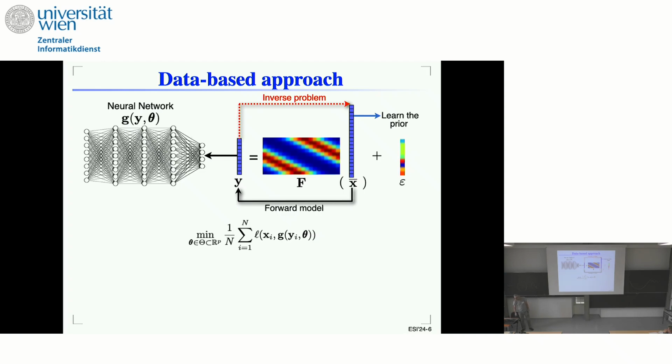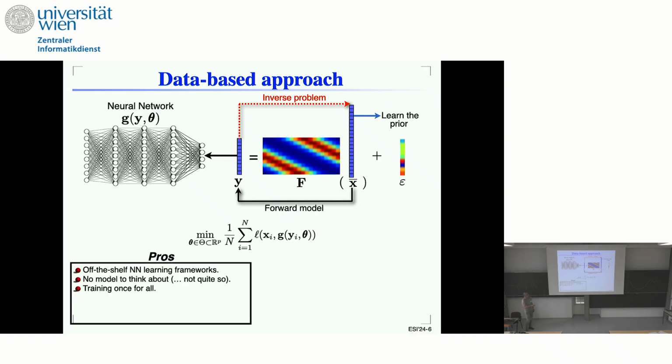So if you minimize this, what people in machine learning call training, you hope to be able to train the network G here, and especially the weights, in a way that if now you have a new observation, you're going to have something which is close to the underlying objects. So this is what you're hoping for. And this is the reason we call this a data-based approach, because we need some training set.